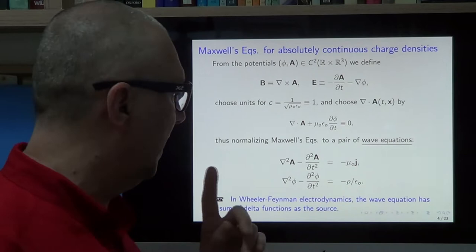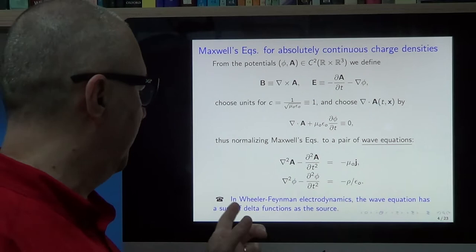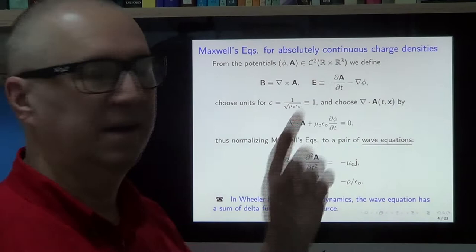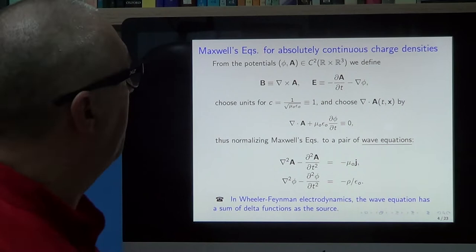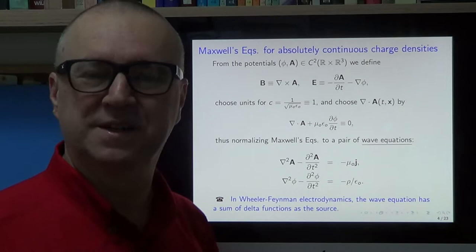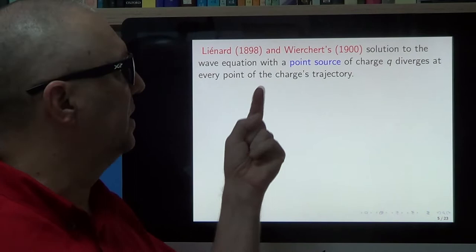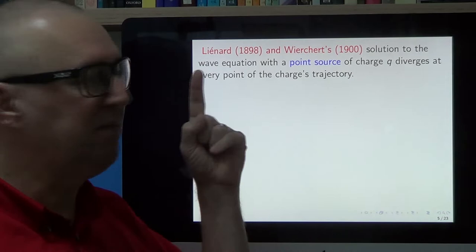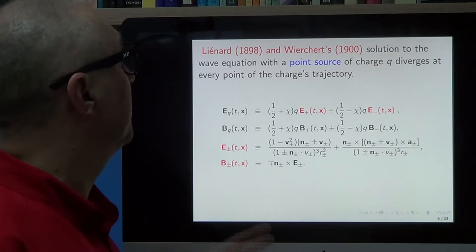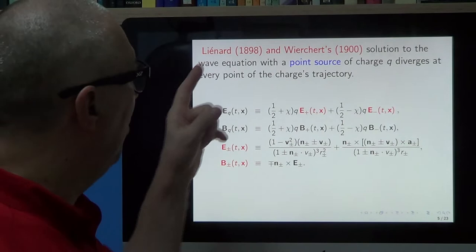In Wheeler-Feynman electrodynamics, the wave equation has a sum of delta functions as the source, rather than absolutely continuous. But you can satisfy the Maxwell equations as well. The Liénard-Wiechert solution of the wave equation with a point source of charge Q diverges at every point of the charge's trajectory. I already told you. Just important to see what the solution is for E and B.